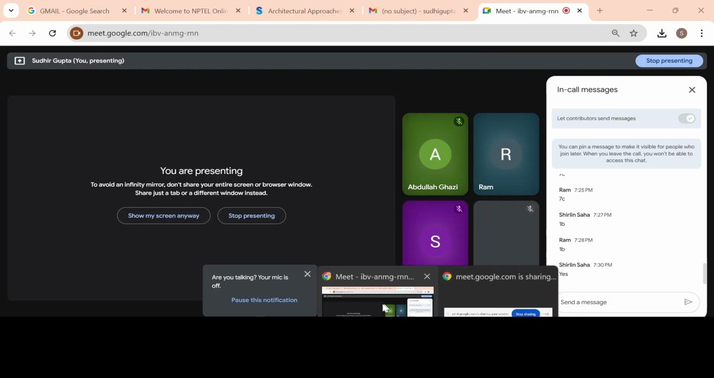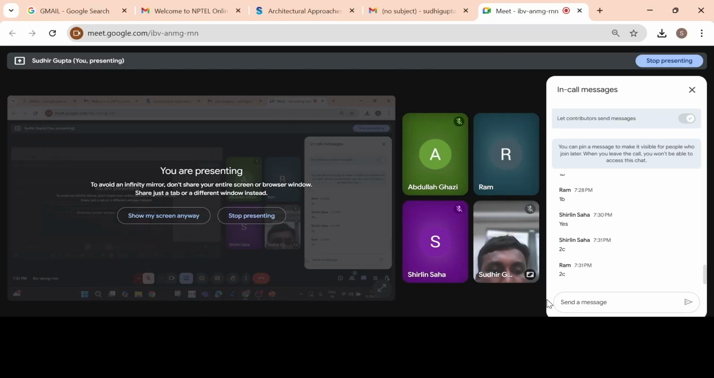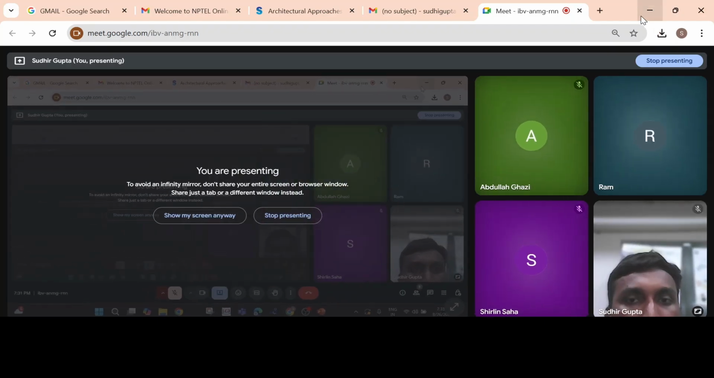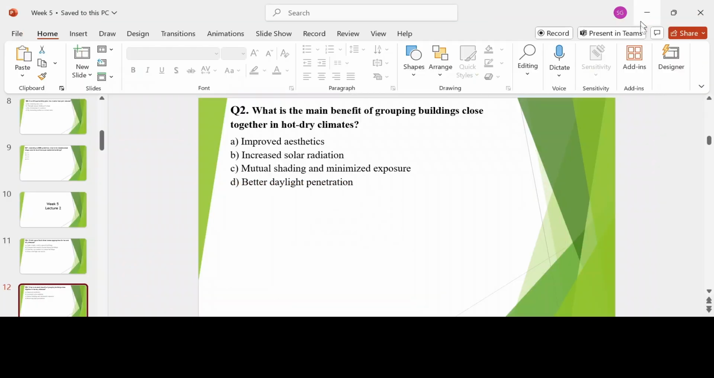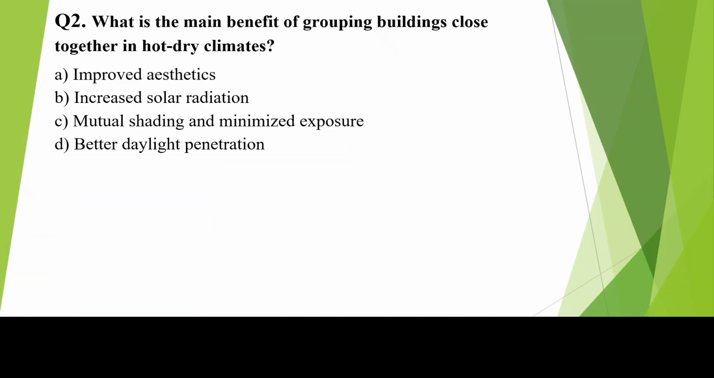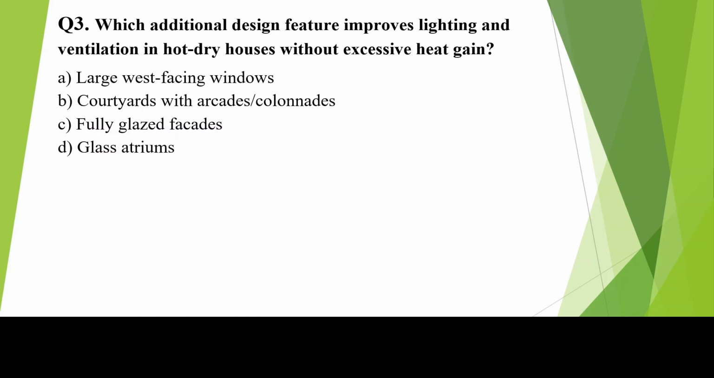How many of you were able to understand? As I can see, Ram and Sedlin are able to understand the beauty of the concept that I just discussed in the previous question, and now they have answered it correctly. Whenever you do the grouping of buildings close together in hot and dry climates, it will help you in mutual shading and minimizing the direct exposure to the sunlight. Correct.